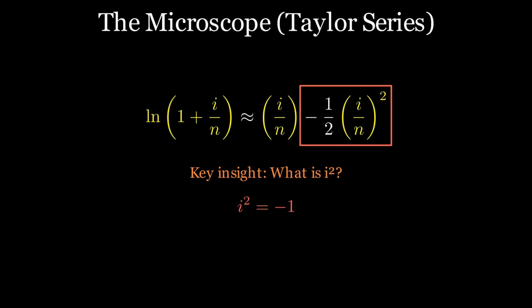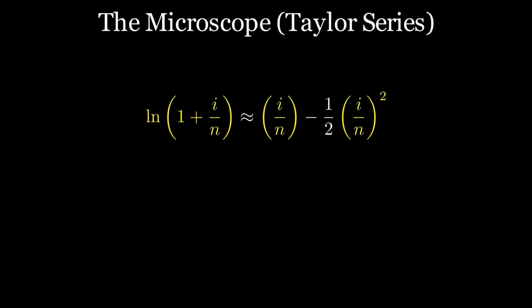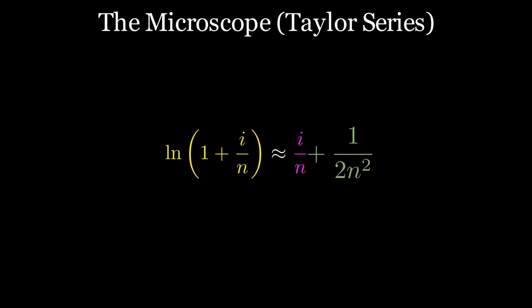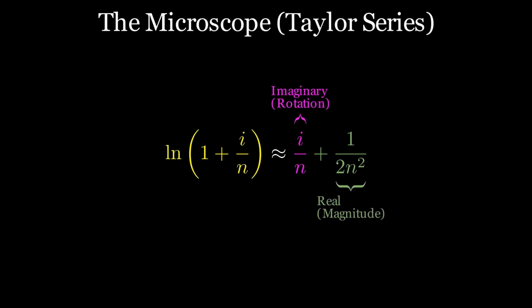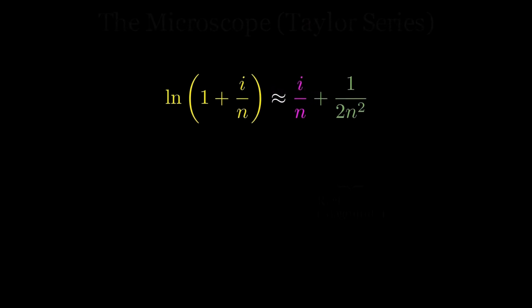So that minus z squared over 2 term flips sign. Step by step, 1/2 times (i/n)² becomes 1/2 times i²/n², which is -1/2 over n². So subtracting it becomes adding. Final result, ln(1 + i/n) is approximately i/n + 1/(2n²). Imaginary part, rotation. Real part, magnitude.